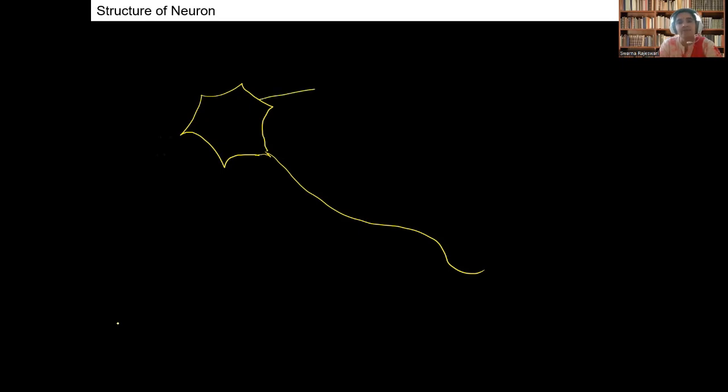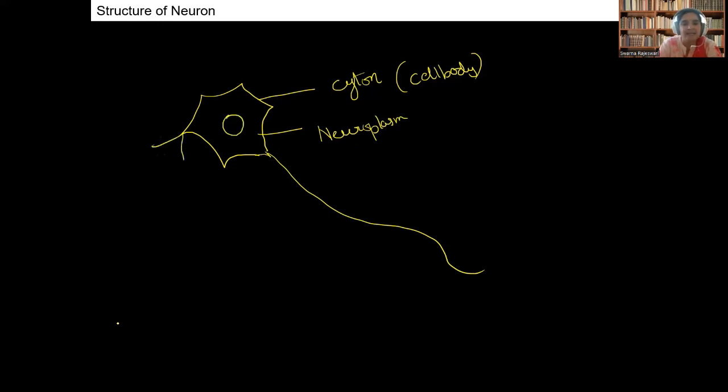So this is a cell body which we are calling as cytosol, or it is also called as cell body, and a long axon. Inside the cytosol there is cytoplasm, which we are calling as neuroplasm, and in the middle there is the nucleus. Attached to the cytosol or the cell body there are hair-like structures which are called as dendrites.